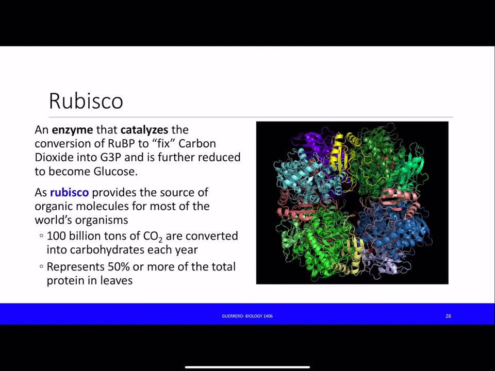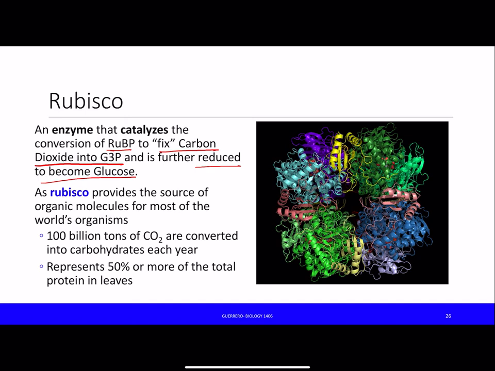Okay, so let's talk a little bit more about Rubisco. So Rubisco is an enzyme that is in charge of the conversion of RuBP, which is an intermediate, to fix carbon dioxide into G3P. And then it's further reduced to become glucose. So Rubisco provides the initial source of organic molecules for most of the world's organisms. Pretty much Rubisco is in charge of making all of the world's food, because without Rubisco we couldn't make sugar, okay?